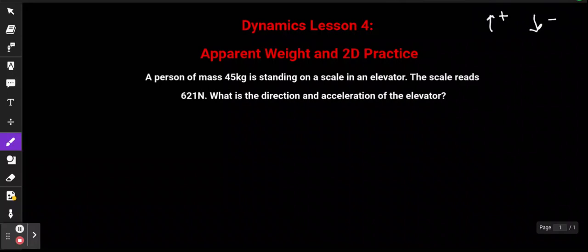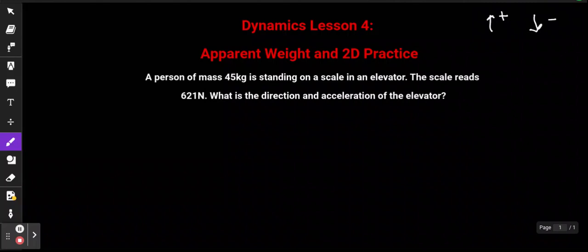Okay, so let's do a practice problem about what we just learned. A person of mass 45 kilograms is standing on a scale in an elevator. The scale reads 621 newtons. What is the direction and acceleration of the elevator?